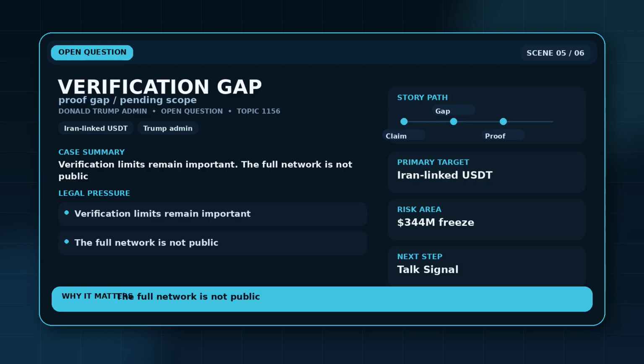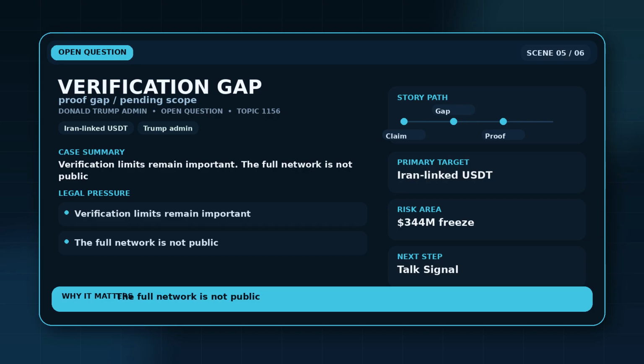What remains unclear is how much of the alleged network has been independently verified and whether the freeze becomes part of a broader settlement demand. That distinction matters because traders and users can overread a first move. A useful viewer should not fill that gap with a prediction.